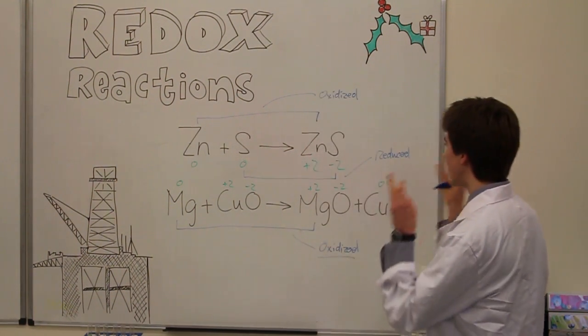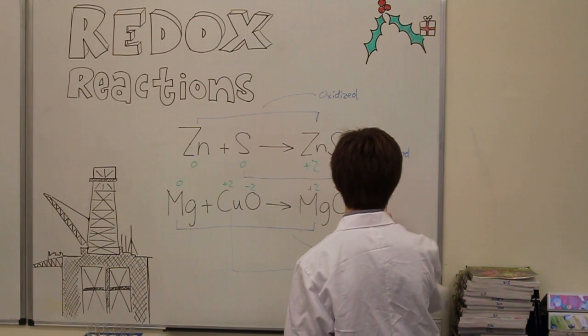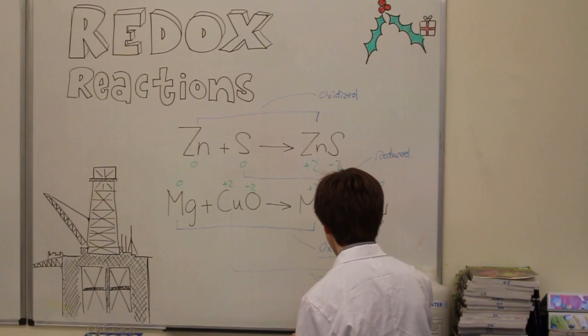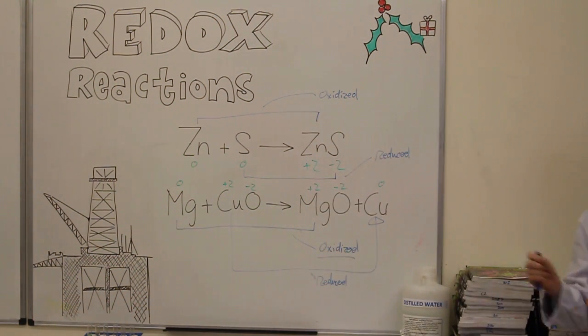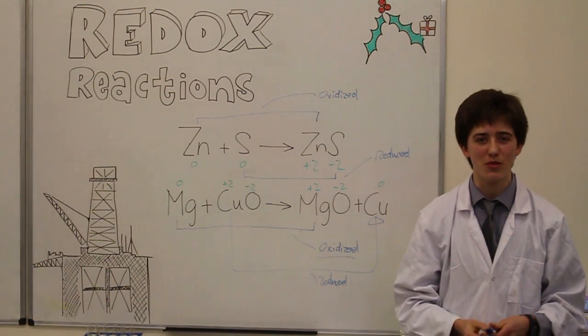And as we've seen in the previous reaction, we know that copper is going from 2+ to 0. It is therefore gaining 2 electrons. It's going to be the opposite. It is going to be reduced. And as described before, we can see that both oxidation and reduction are happening at the same time. Therefore, this is a redox reaction as with the previous example.